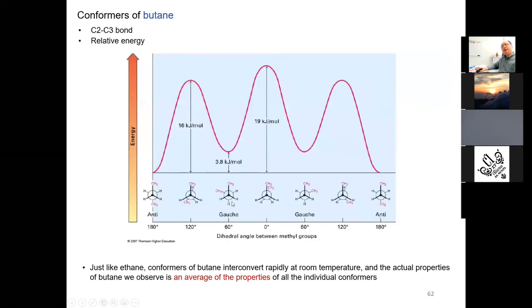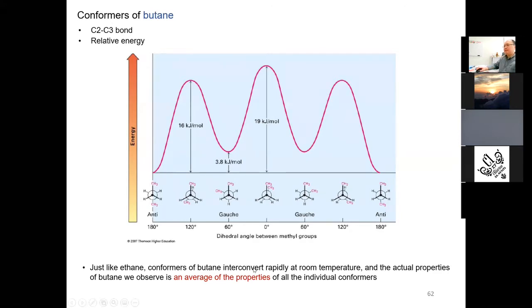You can also draw a plot of the dihedral angle and the energy relationship. Different from ethane, which is very symmetric, this is also symmetric, but on this part it's not. Based on the calculation, there is an energy gap of 3.8, 16, and 19, which is the highest energy cost because the methyl-methyl eclipse costs almost 11 kilojoules per mole. But again, even 19 kilojoules per mole energy cost is actually very small.